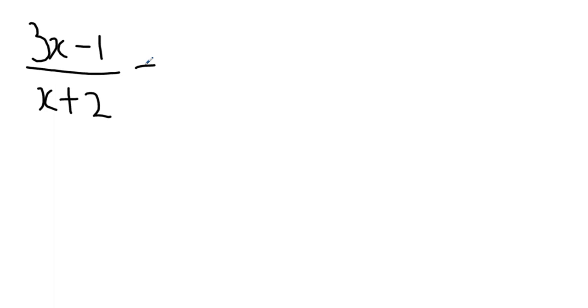So I'll start with this equation, which is 3x minus 1 over x plus 2, plus 2x minus 1 over x plus 4, equals 3.